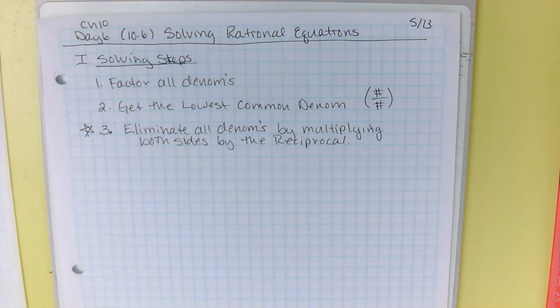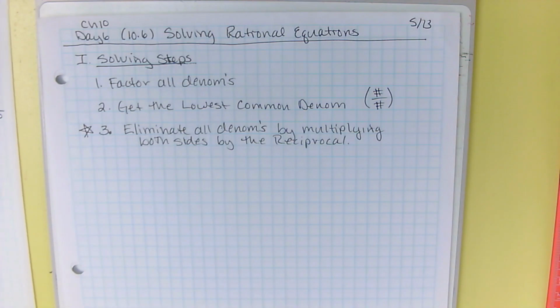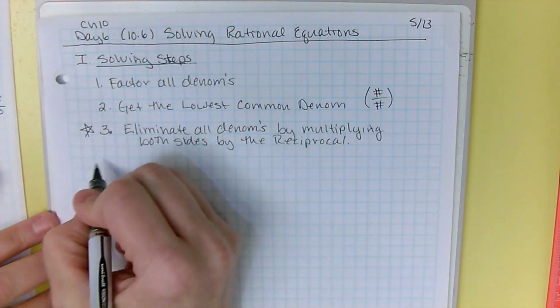Eliminate all the denominators by multiplying both sides, and by both sides we're talking both sides of the equal sign, by the reciprocal of that denominator. That will cause all of the bottoms to cancel out. And you know that we can't solve for x when it's at the bottom of a fraction. So this step should take all of the numbers out and you should have no fractions left. And then it's straightforward solving.